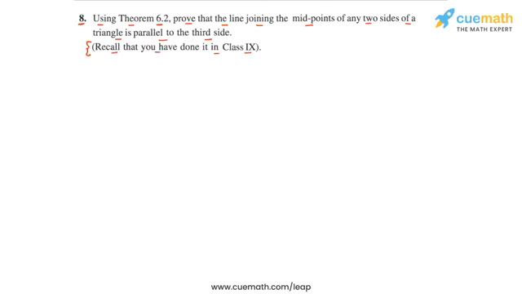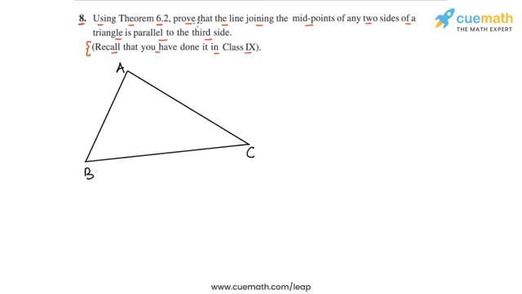Okay, so let's first draw a figure for this given situation. So let's draw any arbitrary triangle and let's label the vertices. So let's say this is A, B and C. Now we have to draw the line joining the midpoints of any two sides. So let's say that this point here D is the midpoint of AB and this point here E is the midpoint of AC. Okay, so I'm going to make these markers for this purpose.